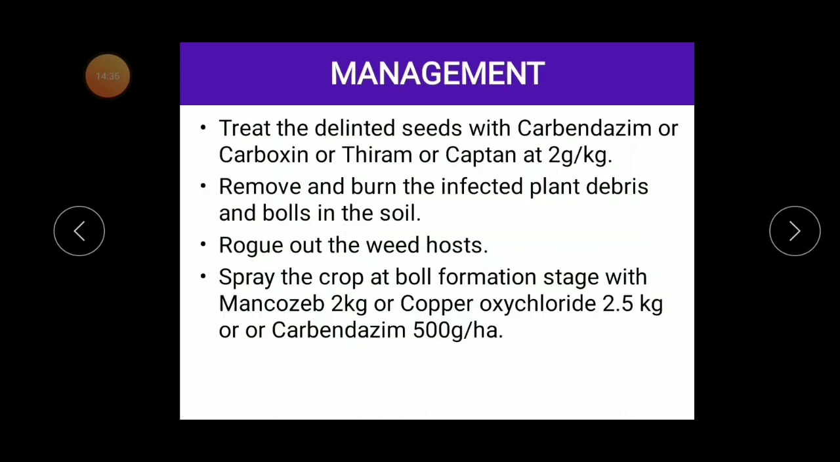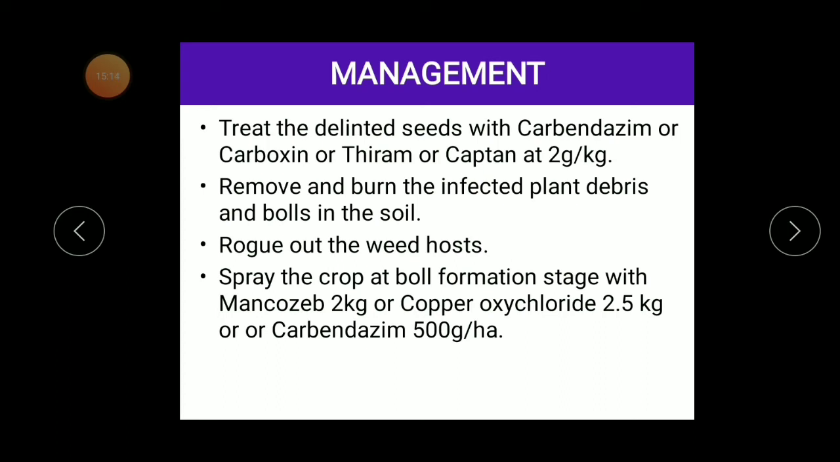The next one is management. How to manage this disease? To manage this disease, we have to treat the delinted seed with carbendazim or carboxin or thiram or captan at the rate of 2 gram per kg of seed. We can use any of these chemicals for the seed treatment. We can also remove the plant debris from the soil, which is also a source of primary inoculum. So remove and burn the infected plant debris and bolls in the soil.